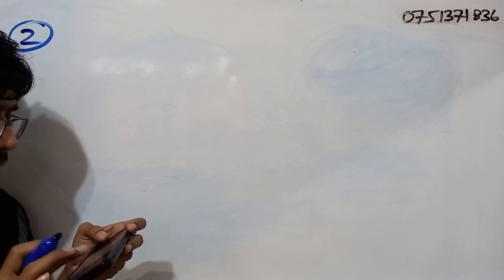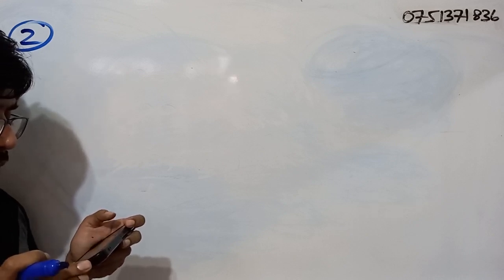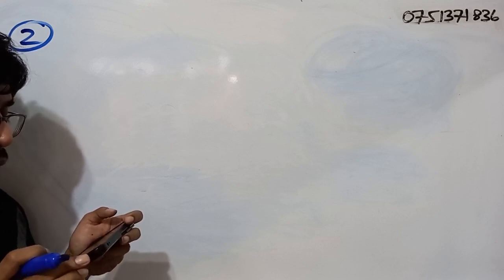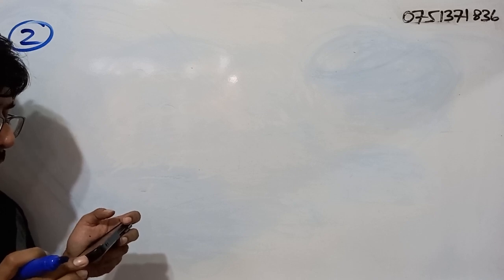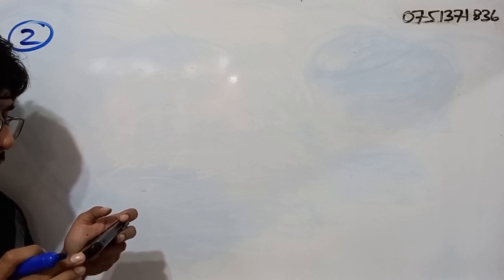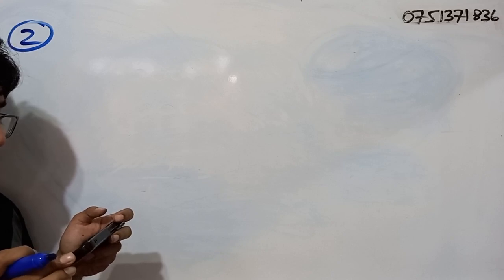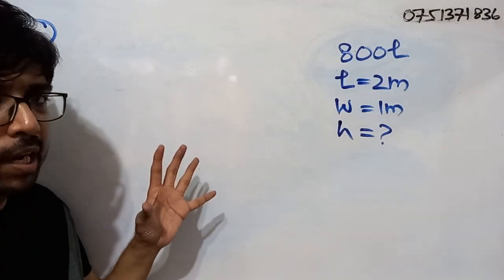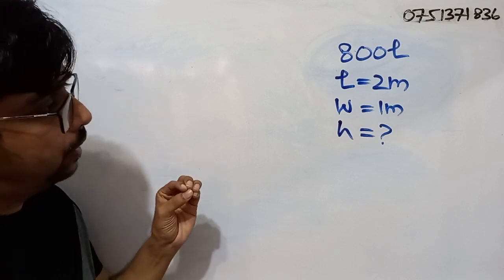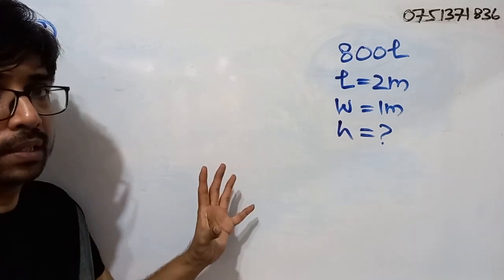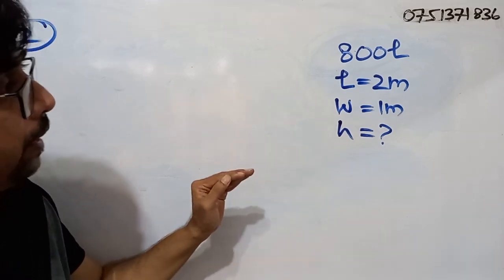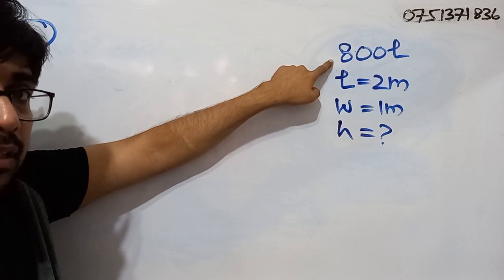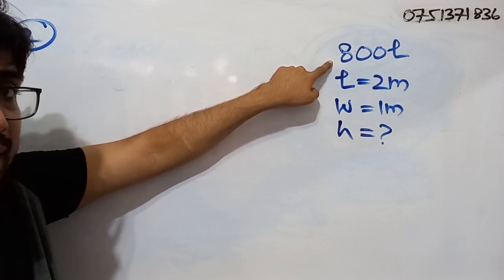Question number 2. 800 liters of water is in a cuboid shaped concrete tank consisting of a base of length 2 meters and width 1 meter. Find the height to which the water is filled in the tank. Okay, so first of all we will try to understand what are the things that we know in this question. One thing is, we know the amount of liquid inside this concrete tank, which is 800 liters.